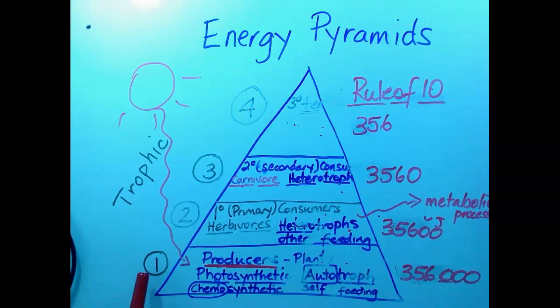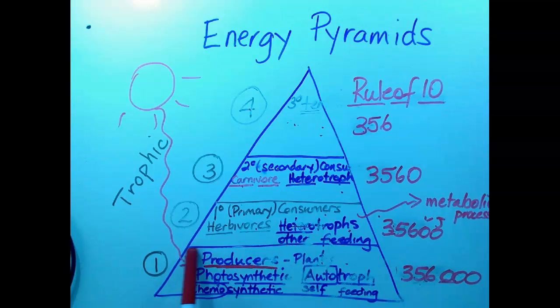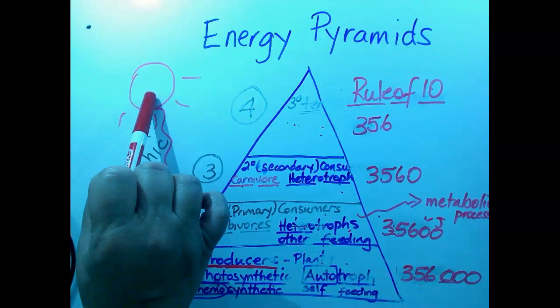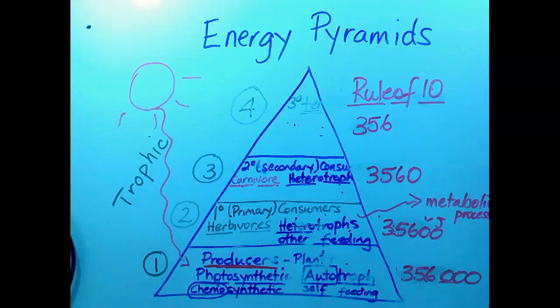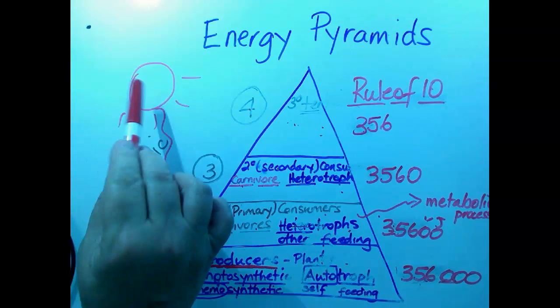And don't forget, you have to start off at trophic level 1 is down at the bottom, okay? So the most amount of energy is available down here. And these guys get their energy from the sun. Unless you're chemosynthetic, you're going to get it from chemicals. But for our purposes, let's just remember that the sun starts the energy pyramid.